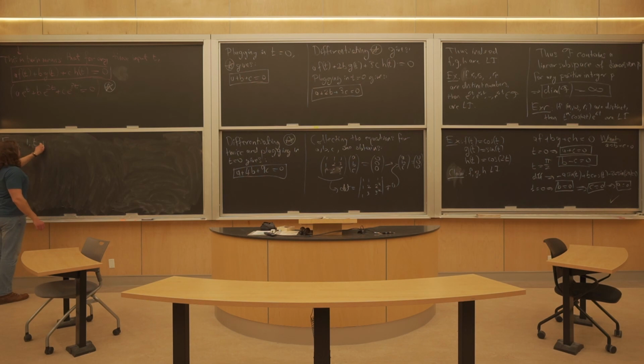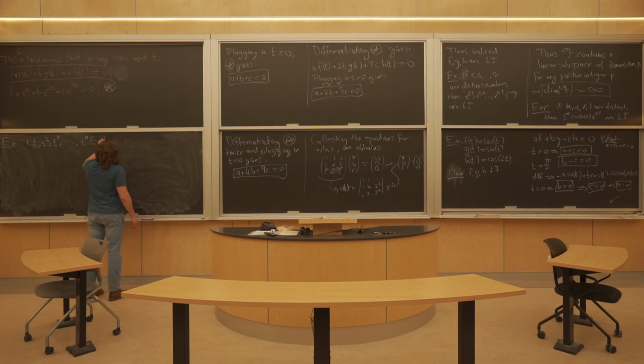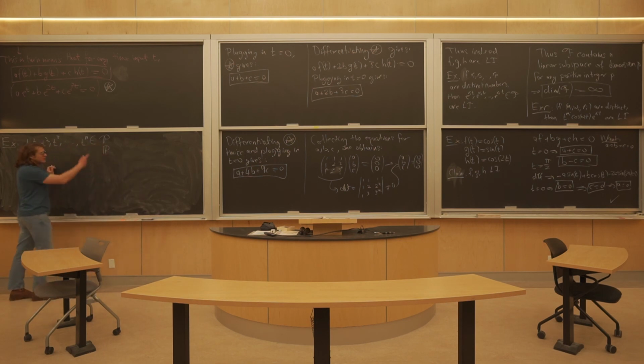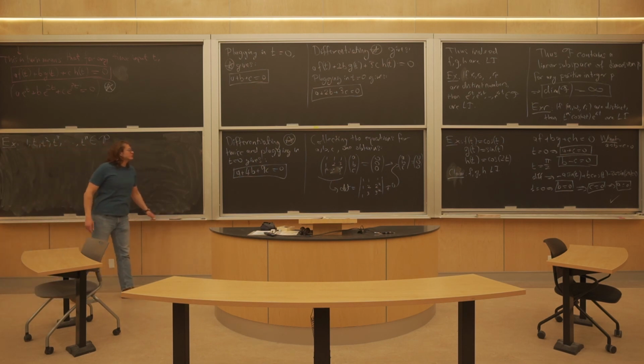1, t, t squared, t cubed, and so on, up to t to the n. I'm taking what are called the monomials. And so these are all vectors in curly p. In the book, they use this blackboard bold p. It's the same thing. I'm not using this notation, because it is often used for something else, like probability. It's better to use this, and it is more compatible with the notation that we've been using so far. The claim is that these are linearly independent.